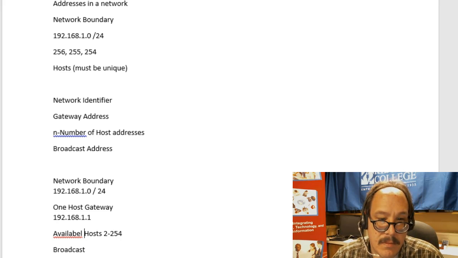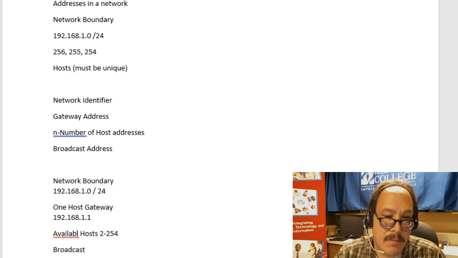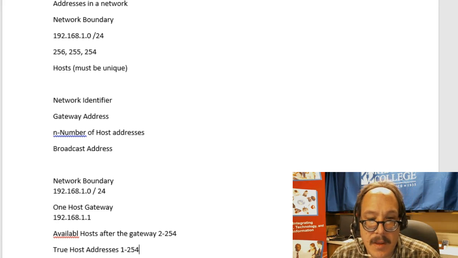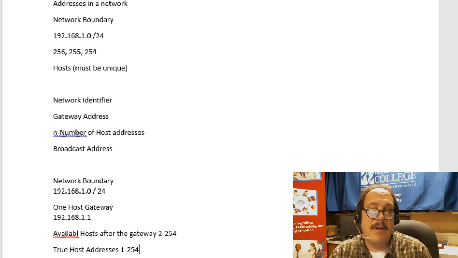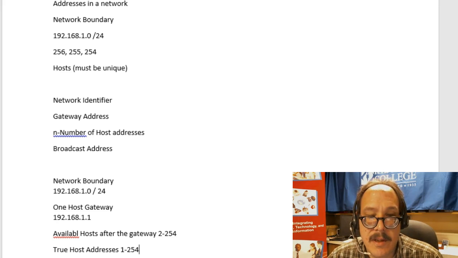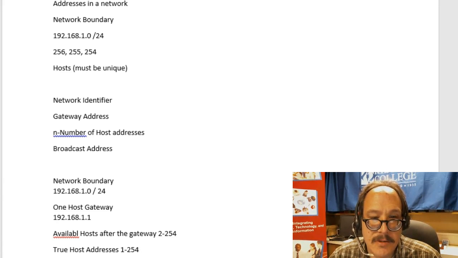I'm going to say available host after the gateway. So we know that the true hosts on this network are from 1 to 254. Because the gateway is just any other host that happens to be able to forward traffic outside of the network, right? That's the special nature of the gateway.